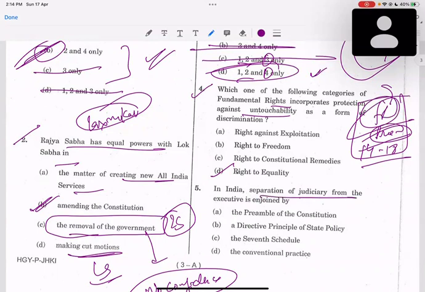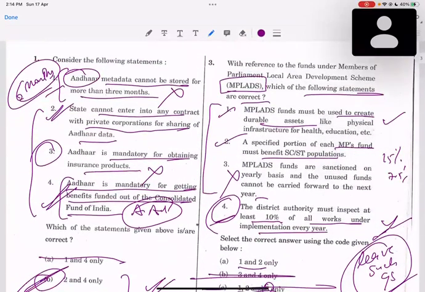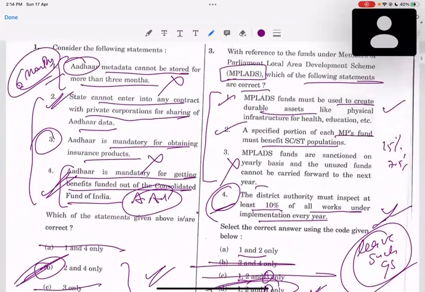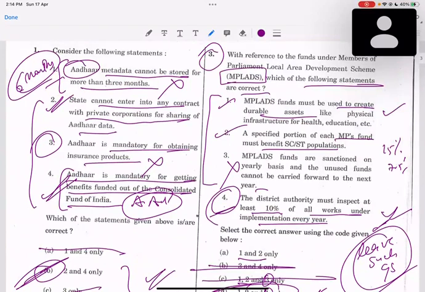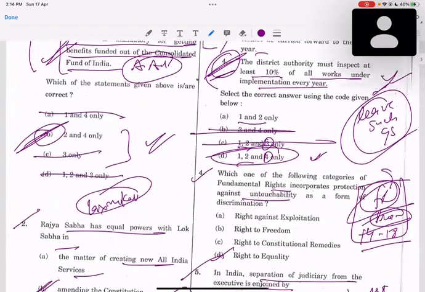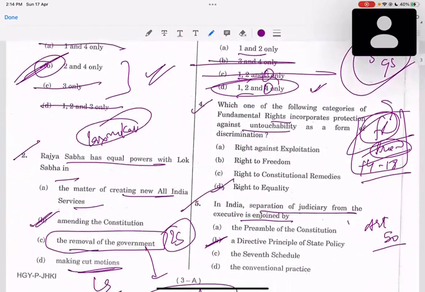Separation of judiciary from the executive is enjoined by what? Direct question, DPSP. Article 50 talks about separation of executive. So direct question. So I don't think so. Out of these 5 questions, only one question was tricky. That is the third one. In that case also, if you know option 4, then you can attempt. Otherwise, the rest of the questions were easy. So 4 questions, you could have attempted them.